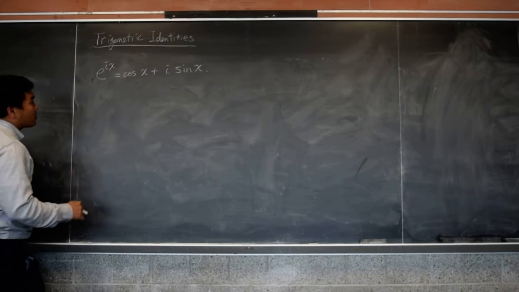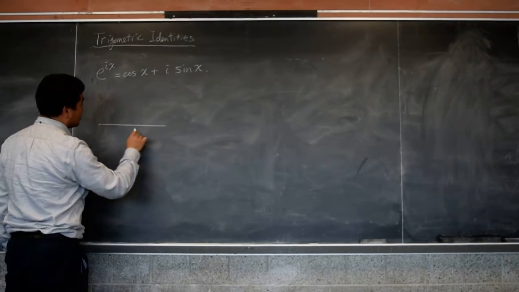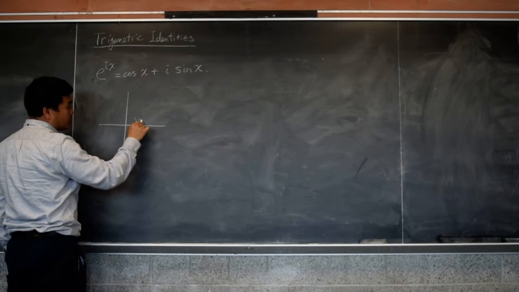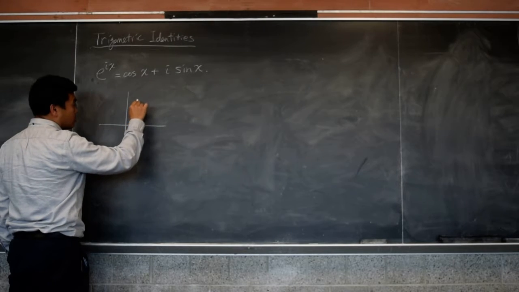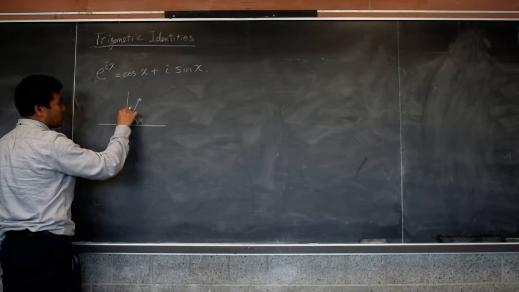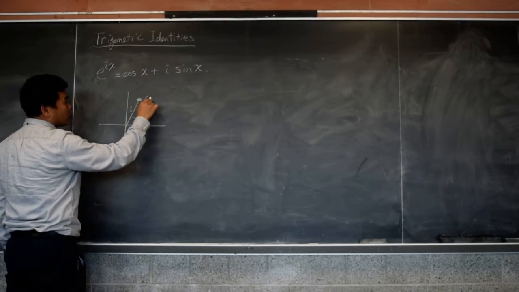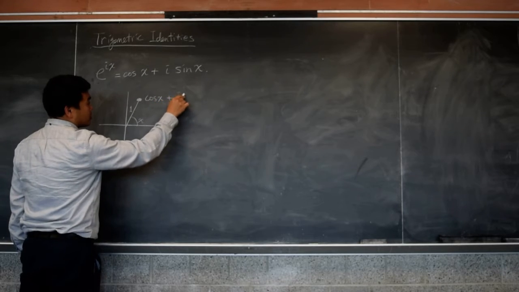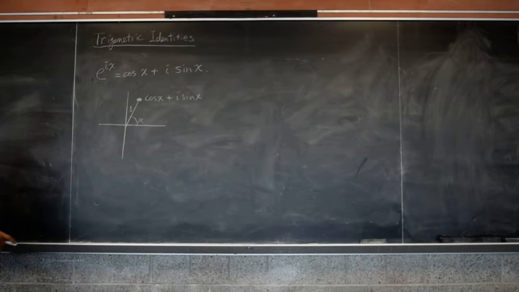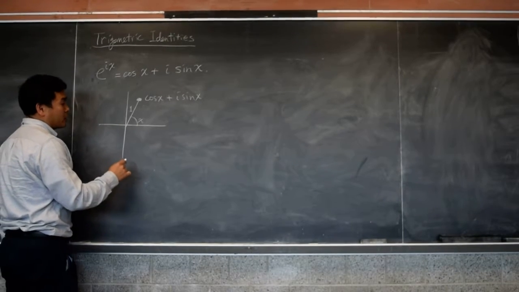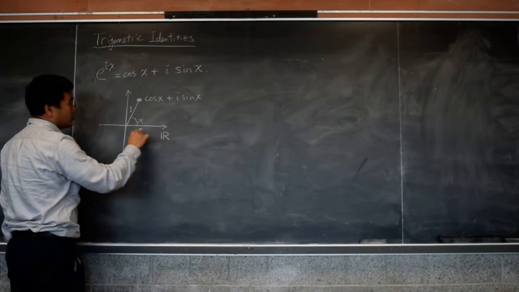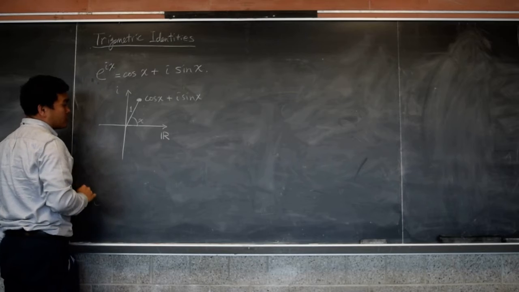There's actually a graphical representation of this, which is that if x is the angle, and this length is 1, then this point here is cosine x plus i sine x on the complex plane. So we all know that the complex plane is made up of the real line and the imaginary line.